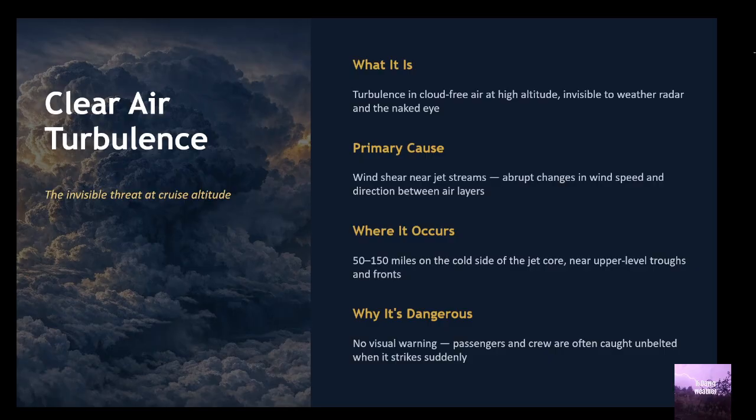Clear air turbulence, the invisible threat at cruise altitude. What is it? Turbulence in cloud-free air at high altitude, invisible to weather radar and the naked eye. Primary cause is wind shear near jet streams, abrupt changes in wind speed and direction between air layers. Where it occurs: 50 to 150 miles on the cold side of a jet core, near upper level troughs and fronts. Why is it dangerous? No visual warnings. Passengers and crews are often caught unbelted when it strikes suddenly.